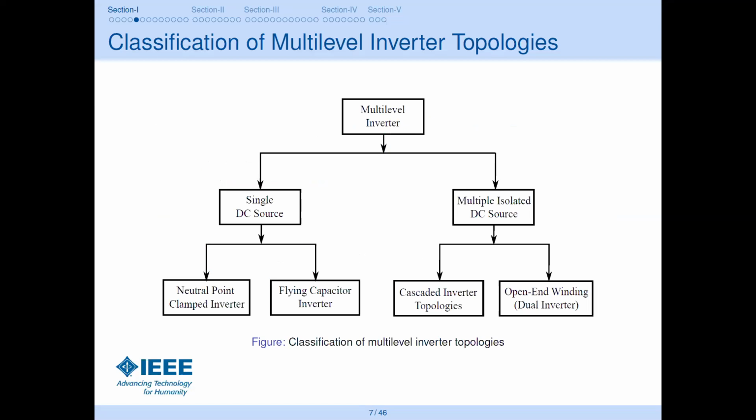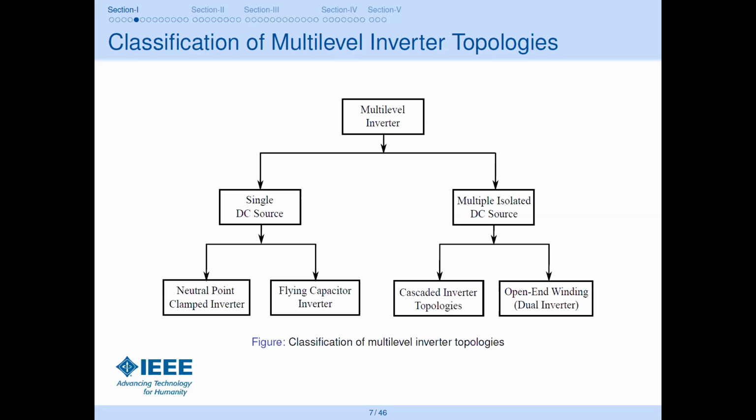Multi-level topologies can be divided into 2 major subsections: single DC source and multiple isolated DC sources. For a single DC source, one is the neutral point clamped inverter, the other is the flying capacitor inverter. Then you have multiple isolated DC sources, where you can isolate the DC into 2 or more parts. They are the cascaded inverter topology, and the open end winding, also known as the dual inverter or dual 2-level inverter. Basically, it is a 3-level inverter topology.